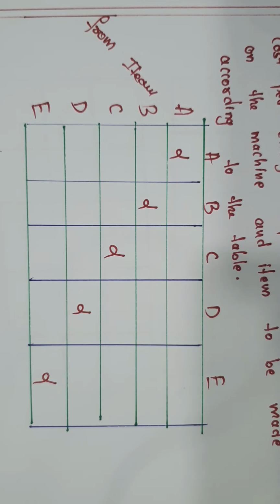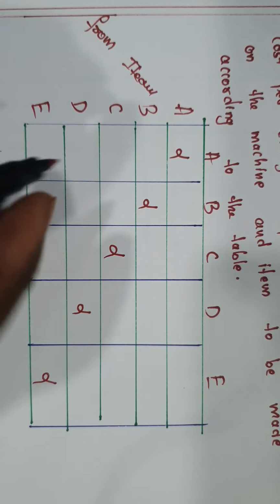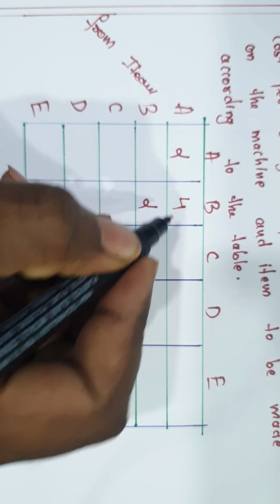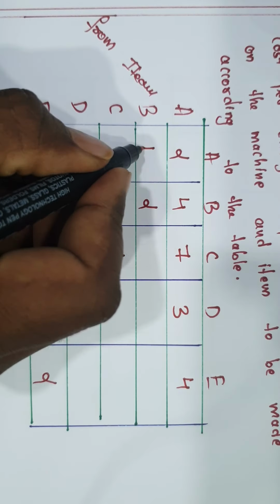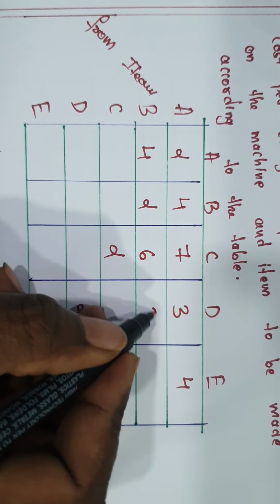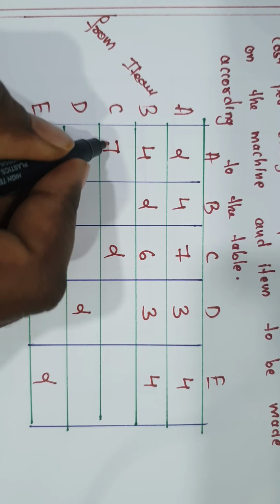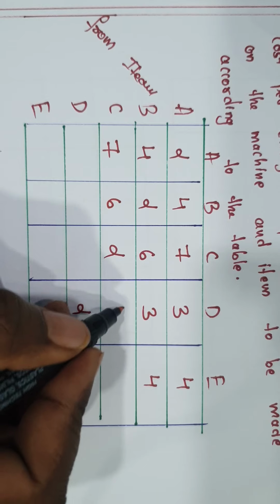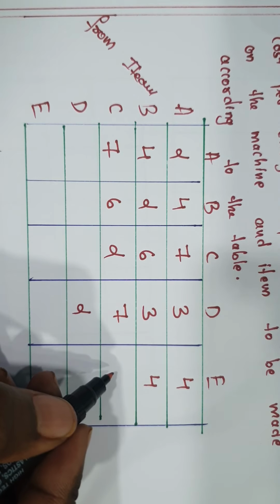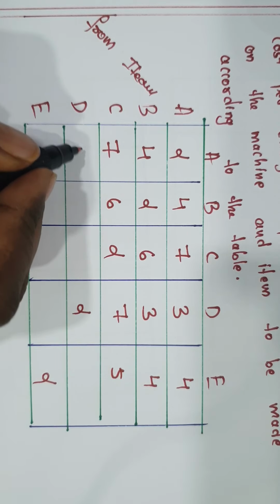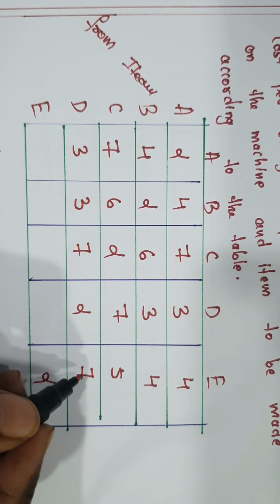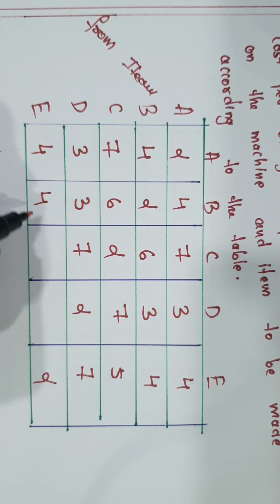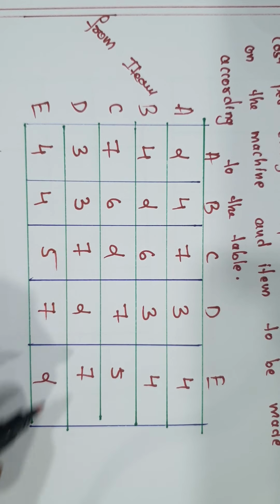Alpha means, if anything is not given, you can take alpha or M, it's up to you. It will be given in your question. If a blank is given, you can take anything. So here 4 is given, 7, 3, 4, then 4, 6, 3, 4, 7, 6, 7, 5, 3, 3, 7, 7, 4, 4, 5, 7 are given.